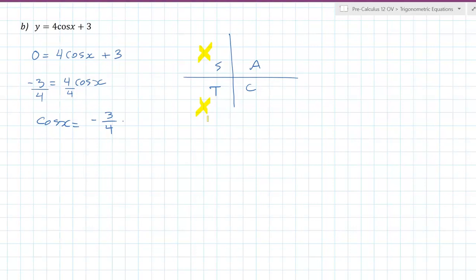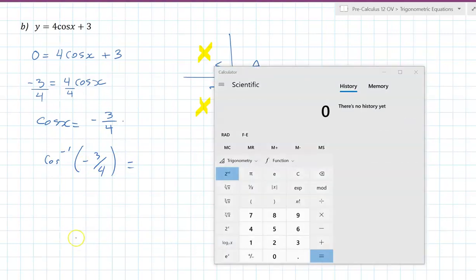Now I use this non-special angle so that I can walk you through how you can do this. So you can use your calculator. Simple as that. You're going to punch that number in, -3/4 cos inverse. Notice that I am in radian mode right now. You could use degree mode, but you have to change it again.